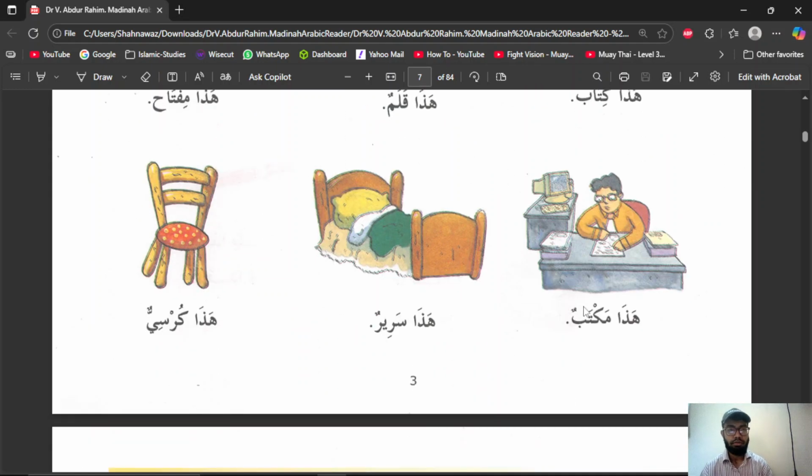Moving on, we have hadha maktabun, this is a desk. Hadha sariirun, this is a bed. Hadha kursiyyun, this is a chair.